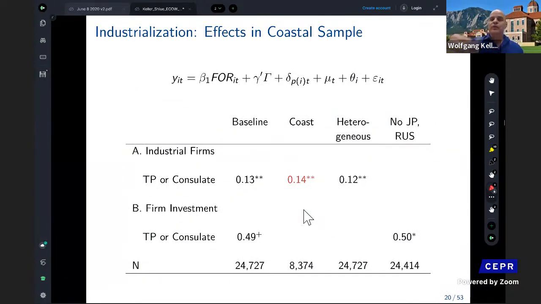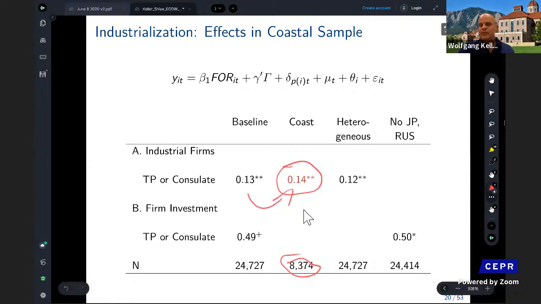Okay, now we want to make sure that the selection doesn't matter. So we actually compare this with this coastal sample of regions, the restricted one, that's around a third of the sample. But you see that the coefficient here is very similar to what we find for the overall sample. So it doesn't seem to be that selection of these regions plays a big role for our results.